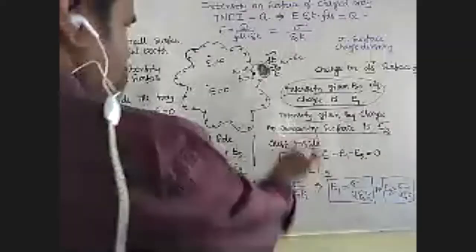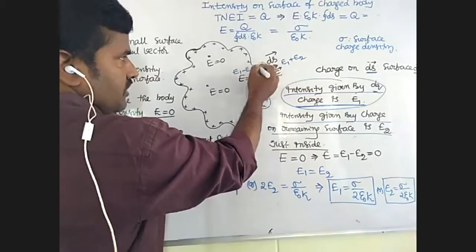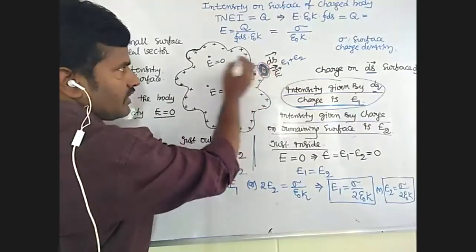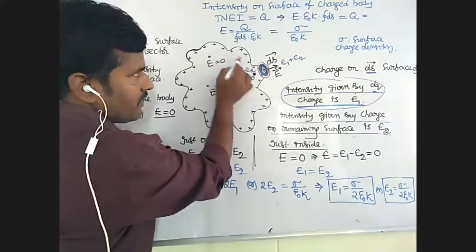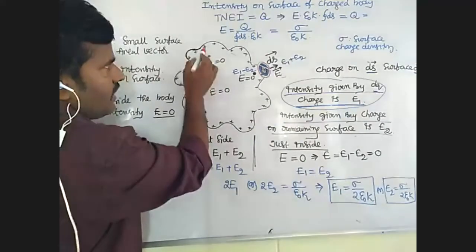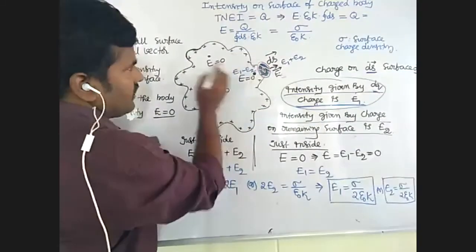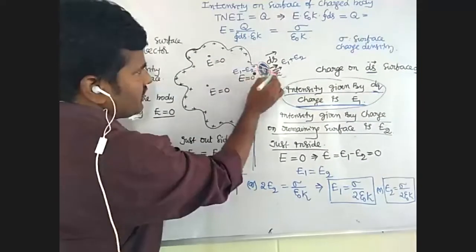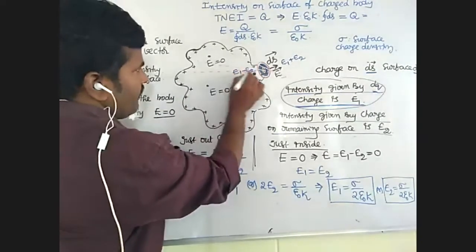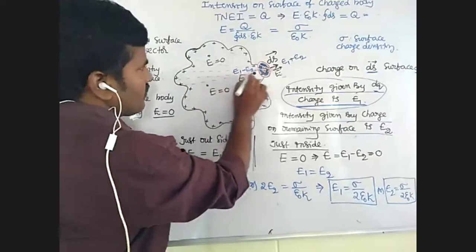Next one. So E1, this charge providing intensity E1. This charge is repelled by this charge. This is plus, this is also plus, and this charge also. Every charge is repelled, which means the repulsive force is acting like this. This is the repulsive force.